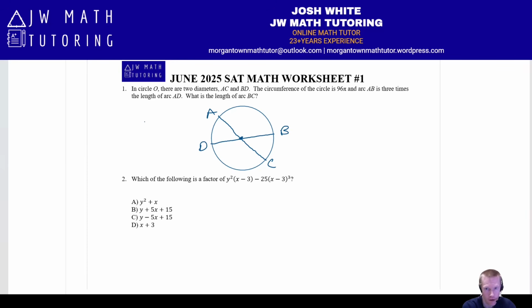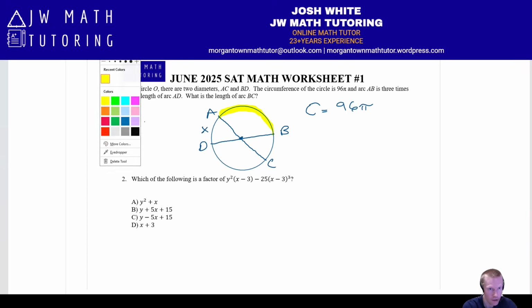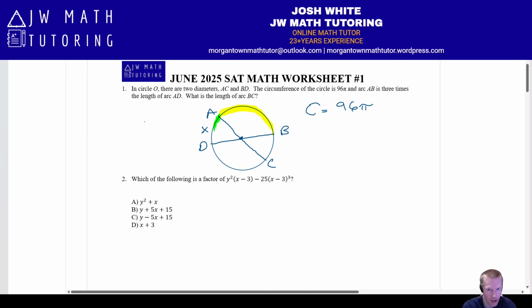Now, total circumference is equal to 96 pi. AB is 3 times the length of AD. So AB right here is 3 times the length of AD. So what I'm going to do is I'm going to let AD right here be equal to x. And then AB, which is 3 times that, I'm going to say is equal to 3x.